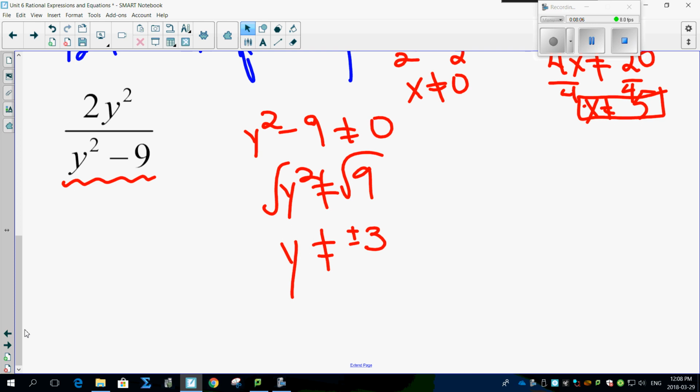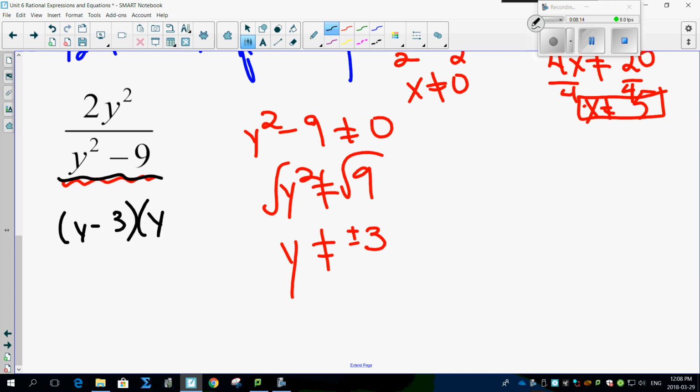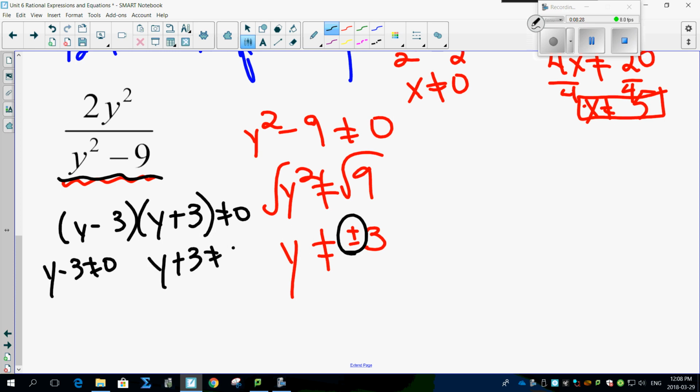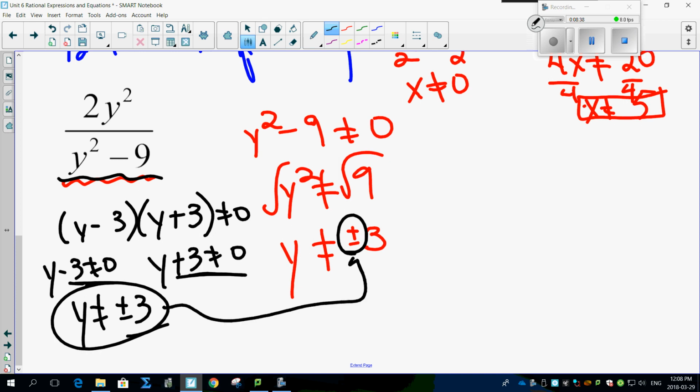Check this out though. You know and I know that becomes a difference of squares. Some people like doing it this way instead. y minus 3, y plus 3 cannot equal 0. And check out, this is where the difference of squares and the plus minus come from. Look, it comes from this. y minus 3 cannot equal 0. y plus 3 cannot equal 0. Look at that. y cannot equal positive 3 in this case, negative 3 in this case, plus or minus 3. That's where the square root principle comes from. Shazam, hey? Yeah, I know, it's kind of cool.